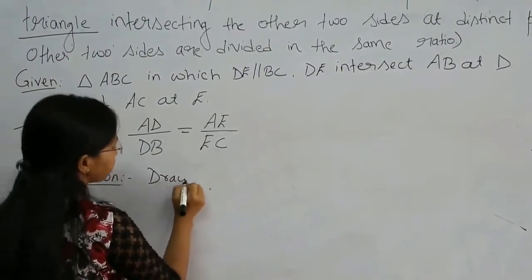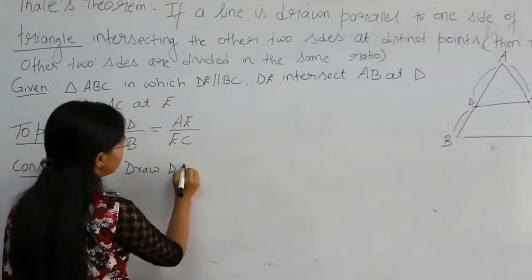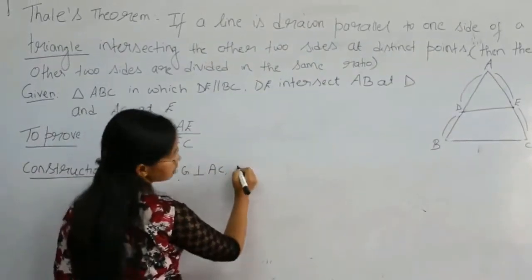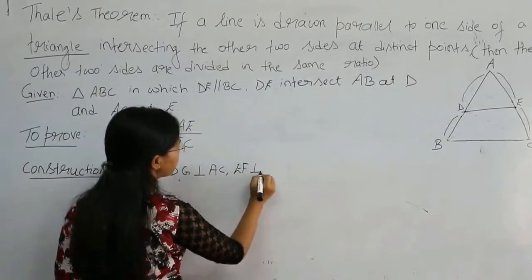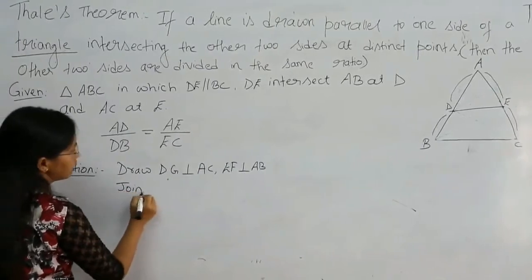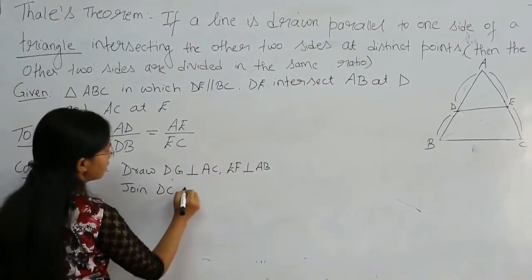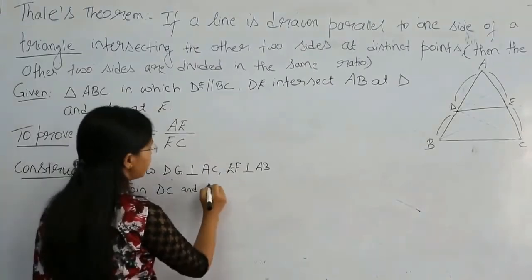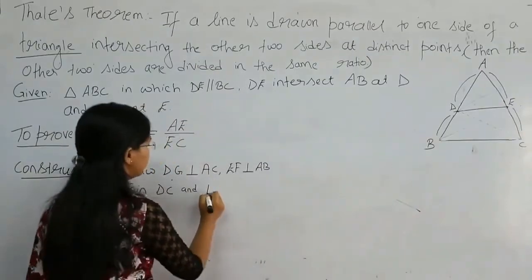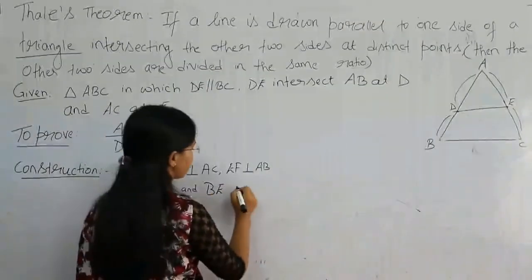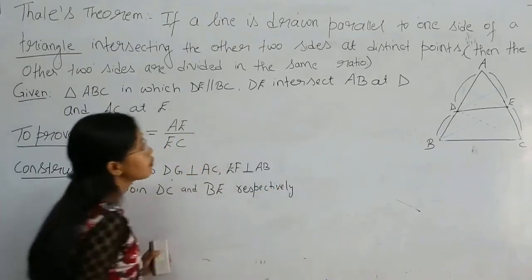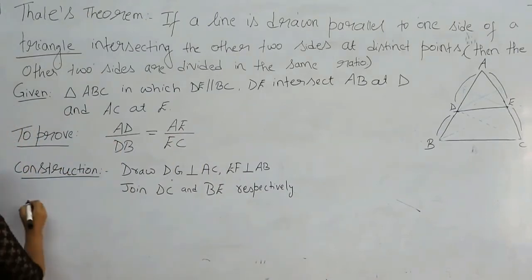Draw DG perpendicular to AC and then EF perpendicular to AB, and next join DC, DE and BE. Right. Now we'll start with the proof.